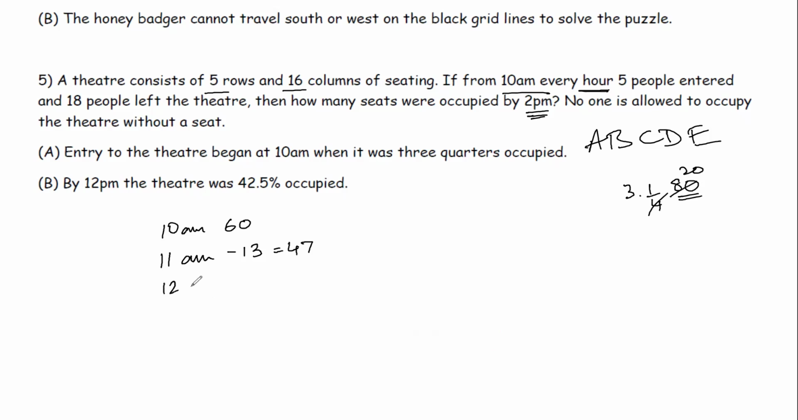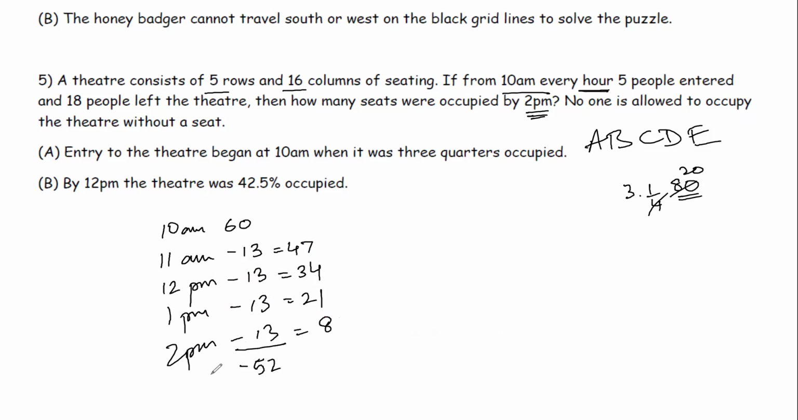47. Then 12 p.m. again, every hour 5 entered, 18 left. So again you subtract 13 from 47 and you have 34. 1 p.m. again subtract 13, 13 from 34 is 21. And at 2 p.m. again subtract 13 from 21 and you got 8. In other words, 52 from 60, if you subtract, you get 8. So how many seats were occupied by 2 p.m.? 8 were occupied.